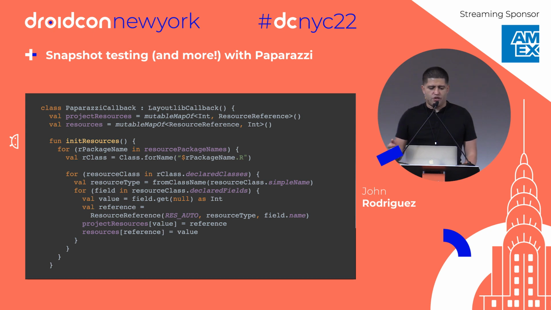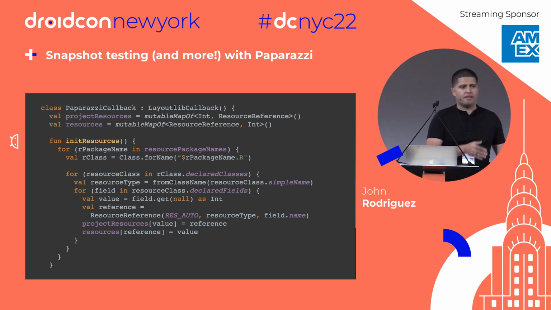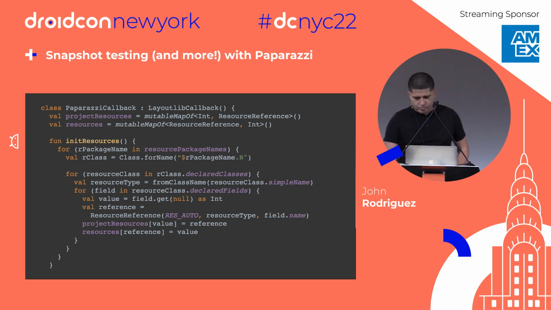So why do I mention this? The way that Paparazzi works, it first has to load all the R classes so that it can find those integer indexes, while at the same time crawling your source and all that build intermediates merged resource directory to actually find the resource and map that up. So when Paparazzi is executing your code and looking for R.drawable.whatever, it knows how to first map that into a resource reference and then find it on the file system.